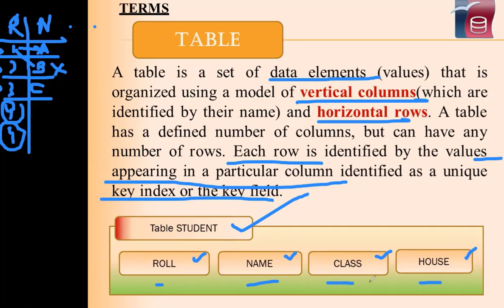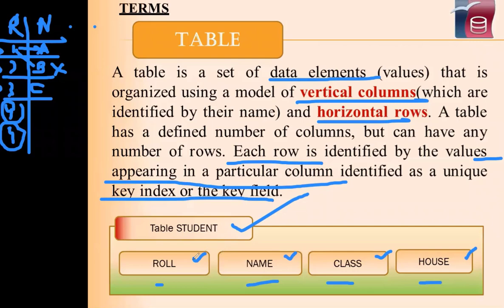Out of all this, there has to be one field, one column that is going to help me to identify each record individually. It should be a field that is going to be working as the key field. That is going to be unique. That's not going to be duplicated.